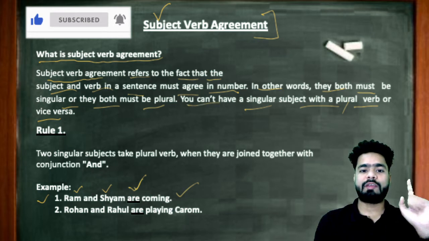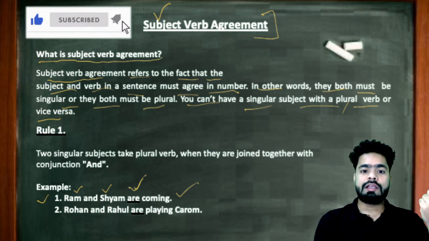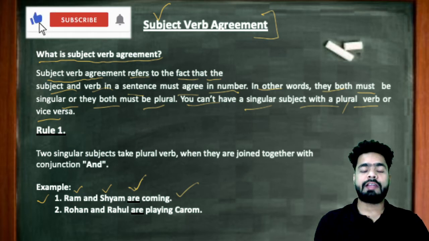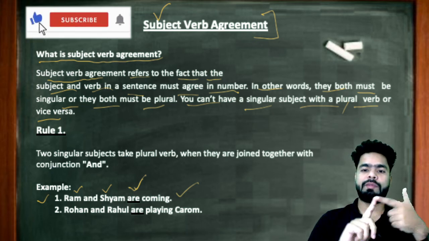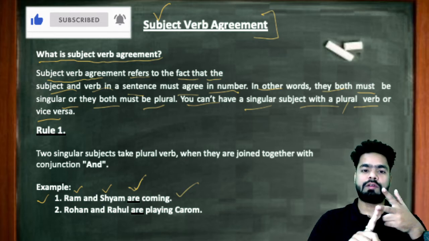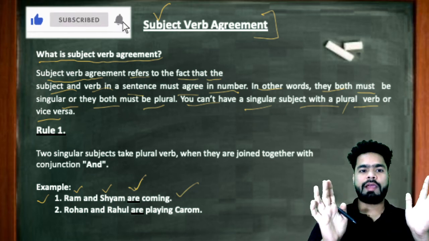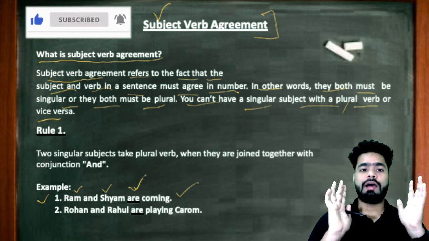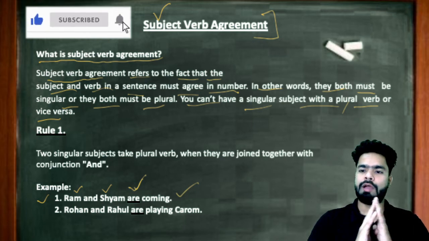You can't have a singular subject with a plural verb or a plural subject with a singular verb. You just can't have that, because it must agree in number. Subject and verb both should be in the same number. If the subject is singular, then the verb should also be singular. If the subject is plural, then the verb should also be plural. This is the first and foremost agreement between subject and verb. This is called subject verb agreement.